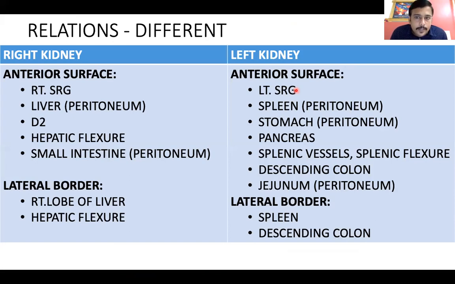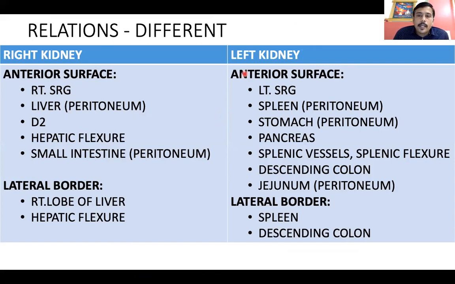Coming to the other visceral relations, which are different for both kidneys. The right kidney has relation on the anterior surface with the suprarenal gland once again, the liver, which is separated by peritoneum, and the second part of the duodenum, that is the descending part of the duodenum, and the hepatic flexure of the colon, as well as the loops of the small intestine, once again separated by the peritoneum here.